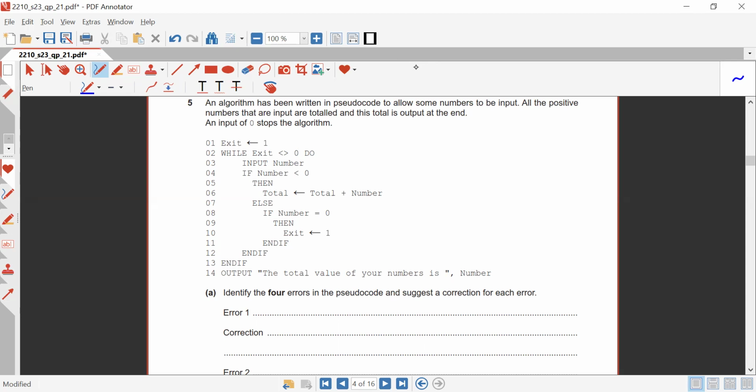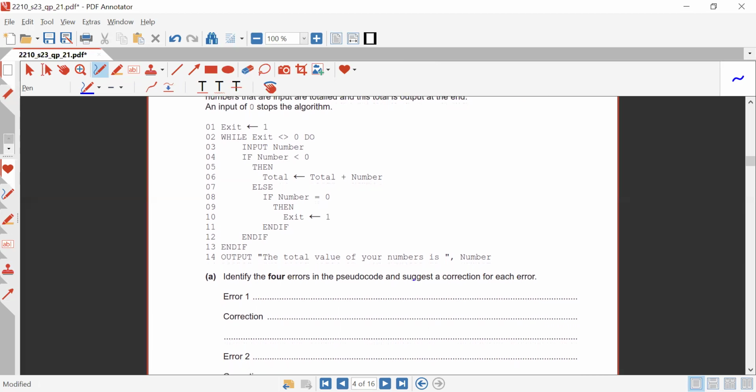So initially they are saying exit is initially 1, while exit not equal to 0. Okay, because if it's 0, that means the program is going to stop. Now they are saying input number. Actually, what we need to do in this question is identify 4 errors in the pseudocode and suggest a correction of each error. Okay, so exit is initially 1. They have initialized it. While exit not equal to 0, that means it's fine. The condition is going to be fulfilled.